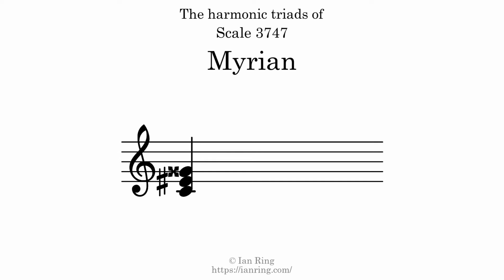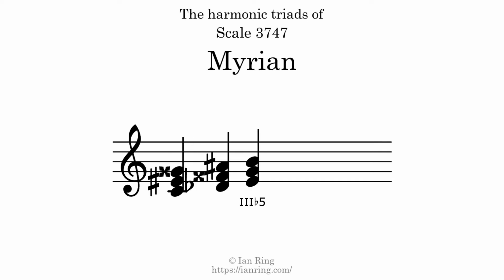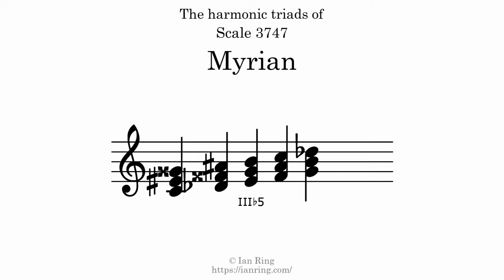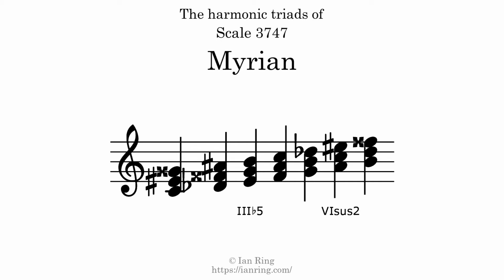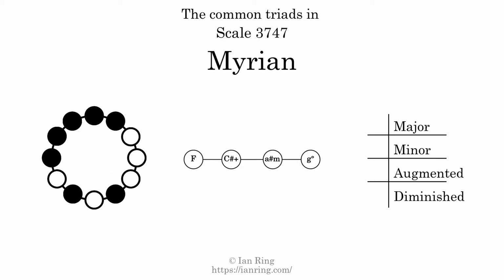Unnamed. Unnamed. Major flat 5. Unnamed. Unnamed. Sus 2. Unnamed. Here are the common triads present in this scale. The diagram in the center is a graph of parsimonious voice leading between triads.